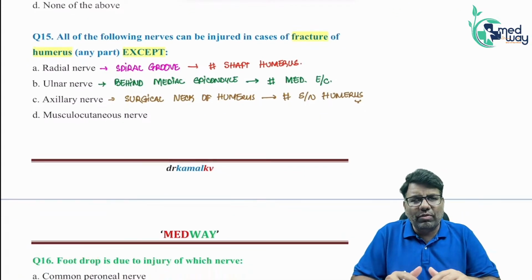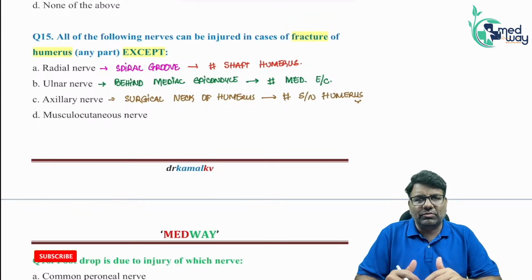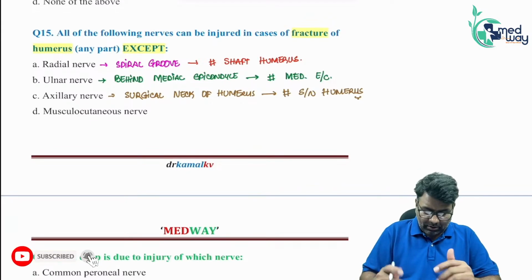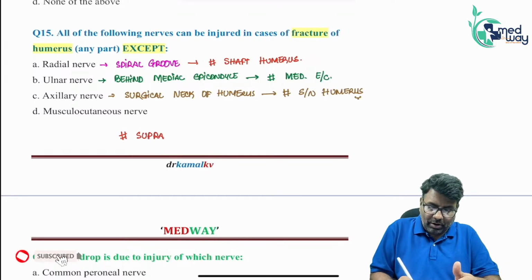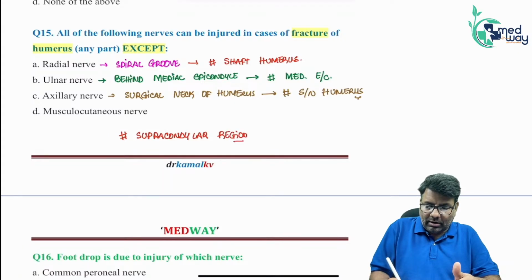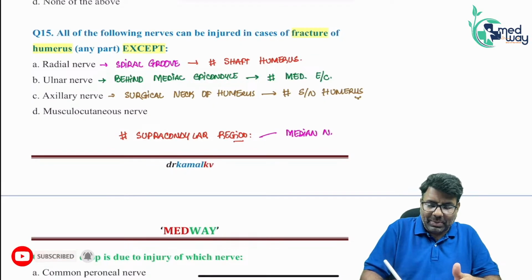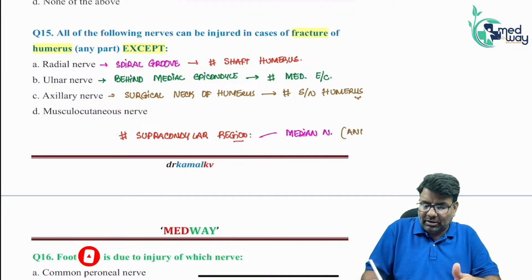Musculocutaneous nerve is in no way involved in fractures of the humerus. And there is one more fracture which can involve a nerve, that is, fracture of the supracondylar region of the humerus. Fracture of the supracondylar region can injure the median nerve, or more specifically the anterior interosseous nerve.